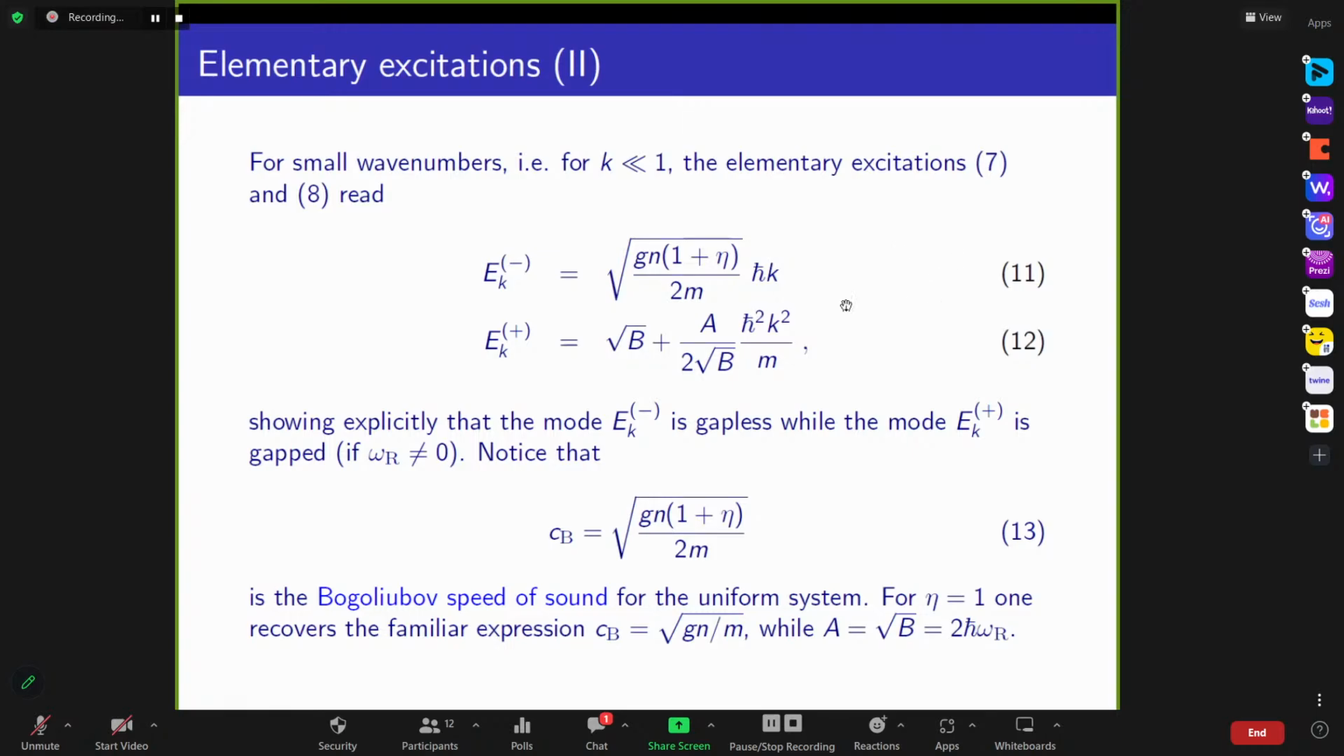And you recognize in equation 11 the typical phonon spectrum that is linear in the wave number k, and the speed, let's say the Bogolyubov speed of this phonon, the speed of sound of this phononic spectrum, is given by equation 13, and as you see, depends on the strength of the interactions and also the density of the system. But there is also the other branch, which is gapped due to this square root of B, and then it proceeds quadratically instead.